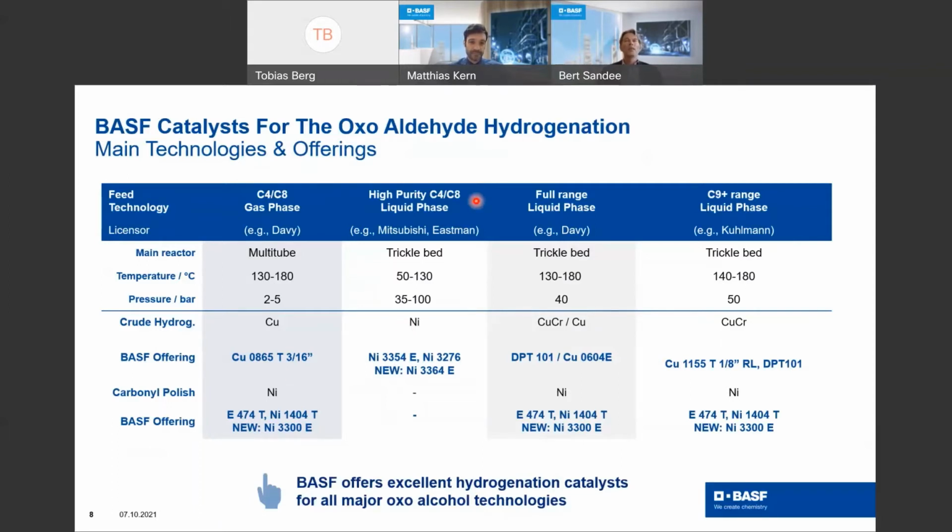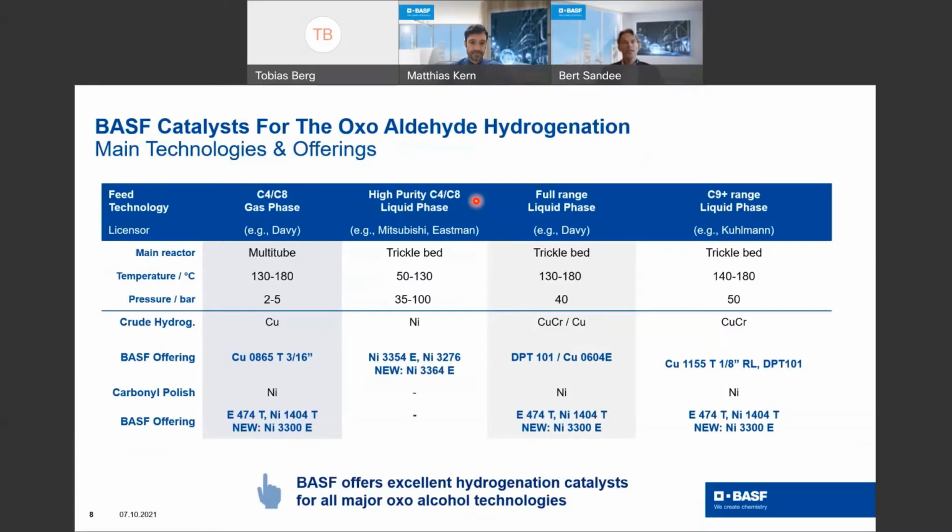Now, looking at the available liquid phase technologies, your selection of the proper technology is often connected to the details in the type of feed that you want to hydrogenate there. If you have, for instance, a very high purity C4 to C8 feed, typically connected to a rhodium-based hydroformylation process, then you're best off going for a nickel trickle bed phase, for instance, offered to the market by Mitsubishi. I present our offerings for this technology in the second showcase.